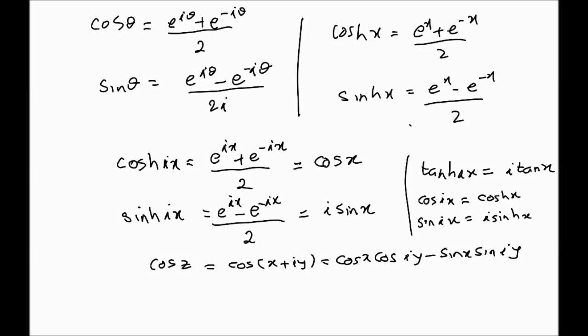So we can use these results here, and then cosine of z becomes cos x cosh y, by the above, and then here we'll have minus i times sine x sinh y. So in this way we can write it as the objective here is to have the real part and the imaginary part. So here's your real part and here's your imaginary part.